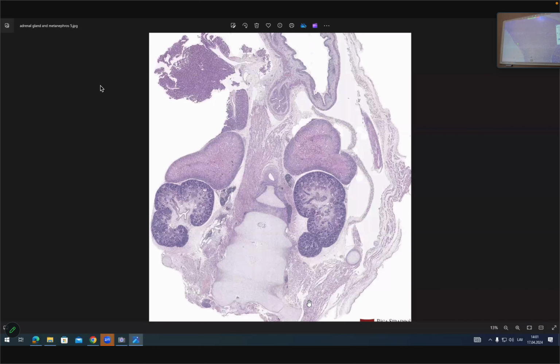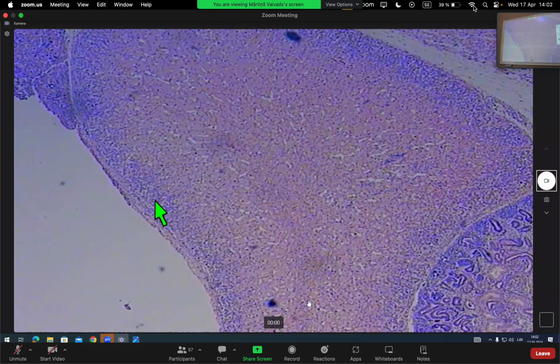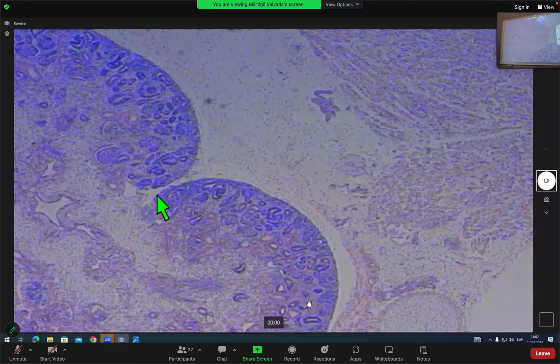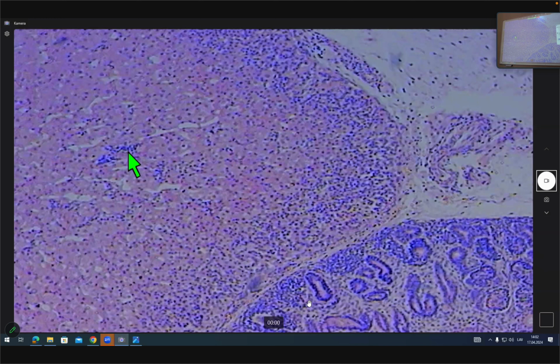While if we check the metanephros renal, if we zoom inside the adrenal gland, you will see small neural crest cells. Only in high magnification, in low magnification you won't see them. It's also sometimes rare, it's not in every slide. Migrating neural crest cells. And the final thing, primary lymph nodes.